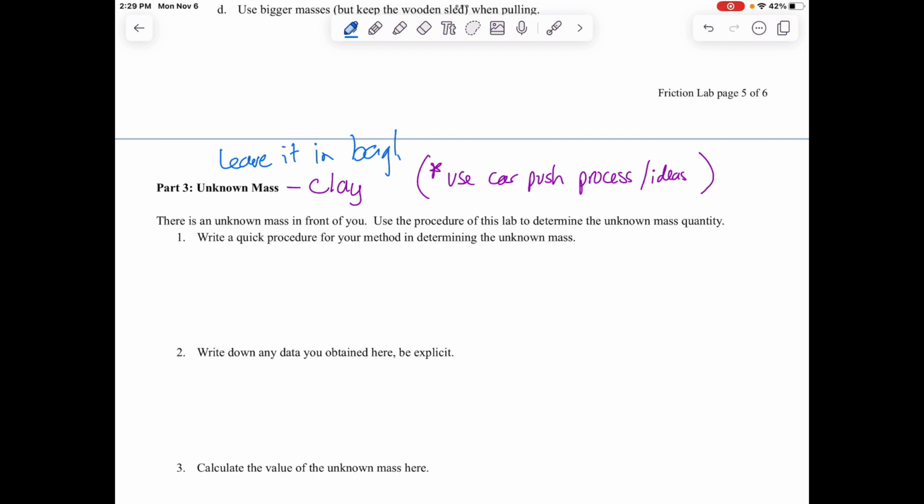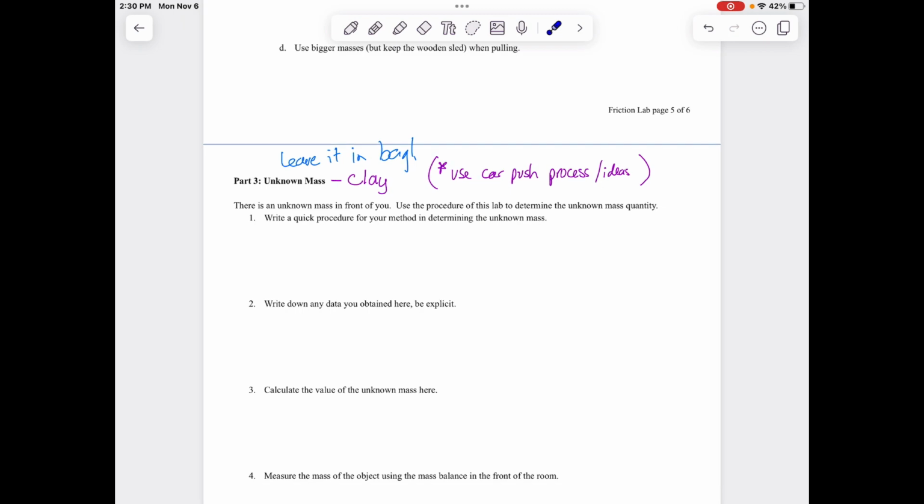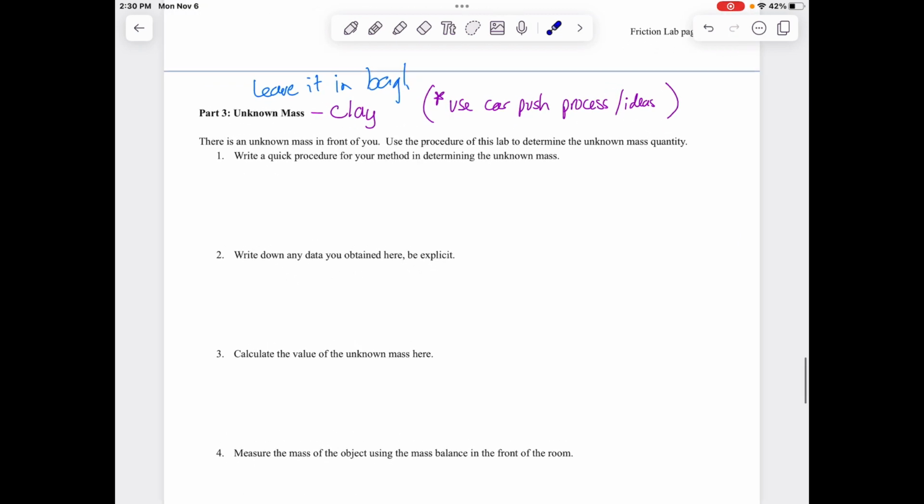You're going to plop the clay on top of the sled. And my hint to you is you're going to use the car push lab, the process, the ideas, the math processes, to help you with this unknown mass. Just like in the car push lab, where we took a whole bunch of data and used that data to find the mass, you're going to do the same thing here. You're going to collect a bunch of data about dragging this clay on the sled, and you're going to use that data to find the mass of the clay. So the mass of the clay is the unknown mass.